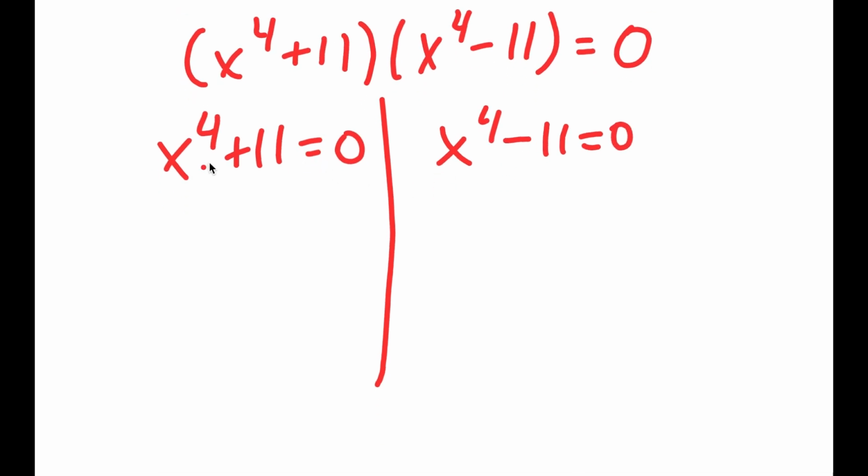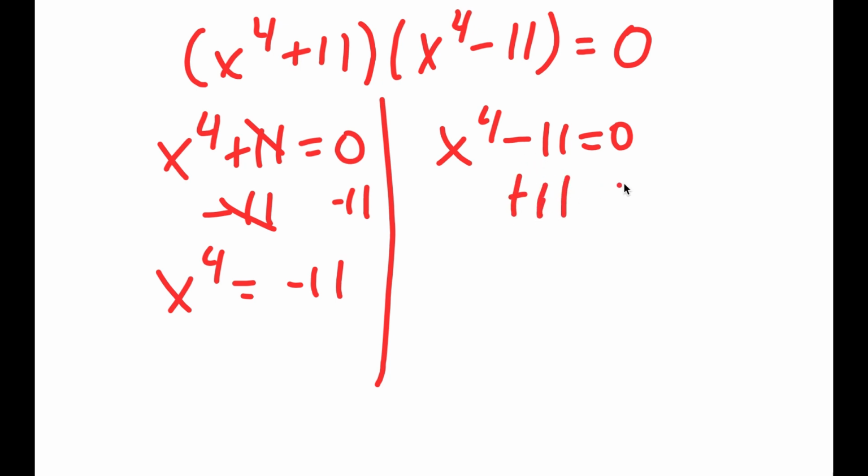So for x to the power of 4 plus 11 equals 0, I subtract 11 on both sides, and I get x to the power of 4 is equal to negative 11. And for x to the power of 4 minus 11 equals 0, I can add 11 on both sides. I get x to the power of 4 is equal to 11.